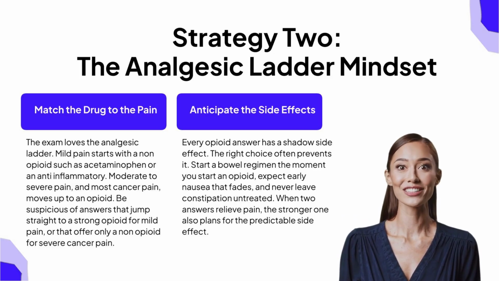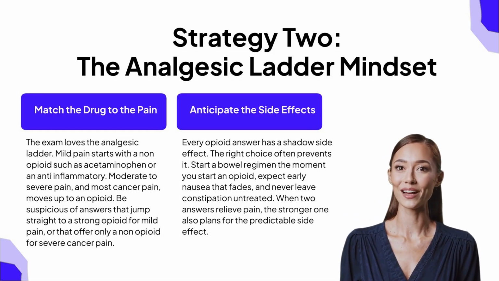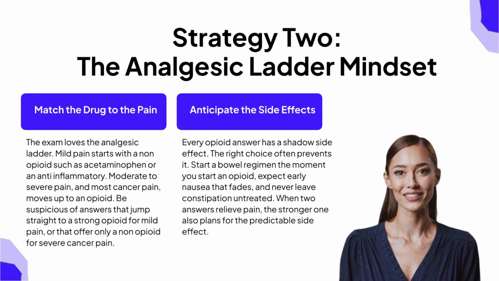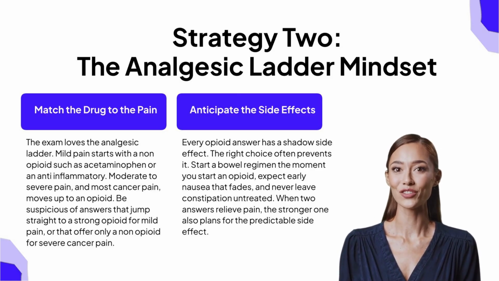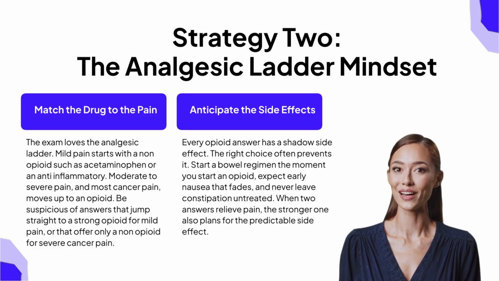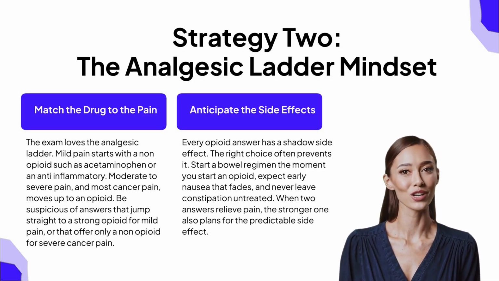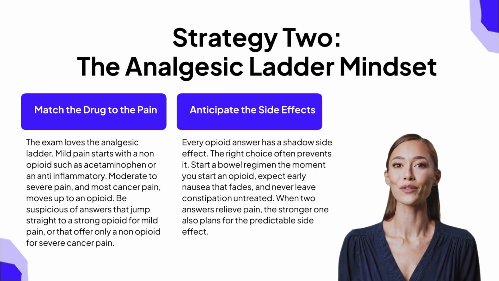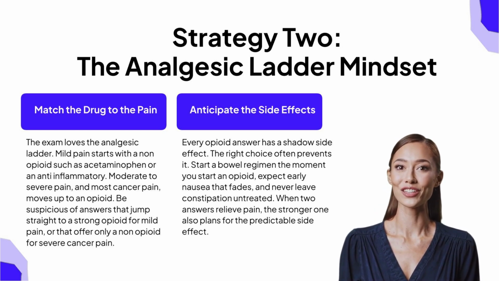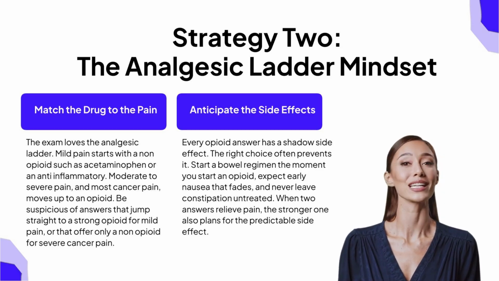Strategy 2 is the analgesic ladder mindset, and it drives most pain questions on this exam. First, match the drug to the pain. Mild pain starts with a non-opioid, such as acetaminophen, or an anti-inflammatory. Moderate to severe pain, and most cancer pain, moves up to an opioid. Be suspicious of any answer that jumps straight to a strong opioid for mild pain, or that offers only a non-opioid for severe cancer pain.